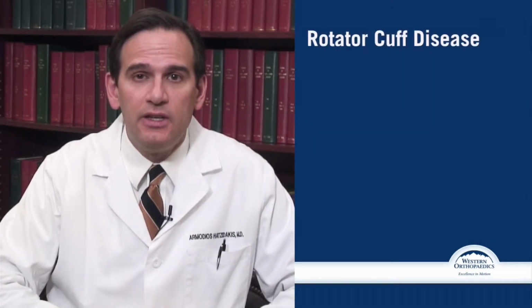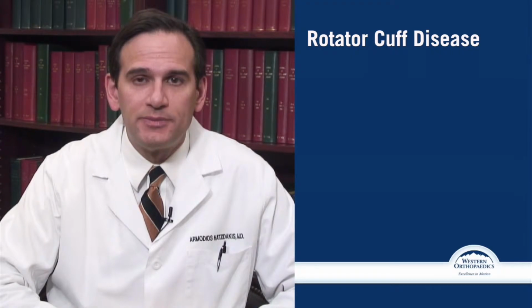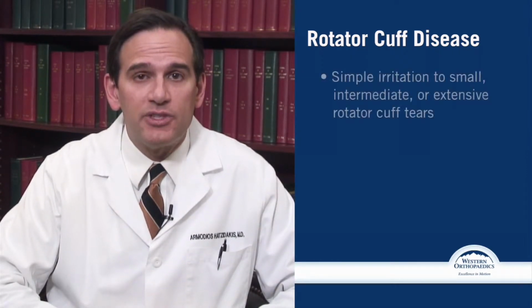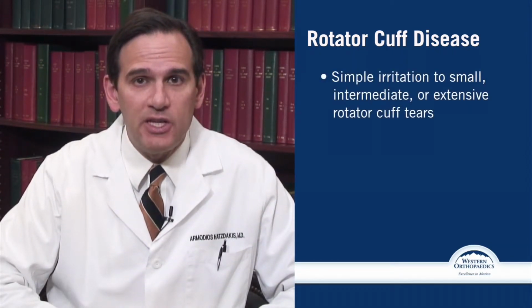The fifth common problem with shoulders is rotator cuff disease. The rotator cuff, as we've discussed earlier, is the critical set of muscles and tendons that are required to power the shoulder. Rotator cuff disease can range from simple irritation, tendinitis, and impingement to small and intermediate-sized repairable tears, to extensive tears that sometimes cannot be fixed.